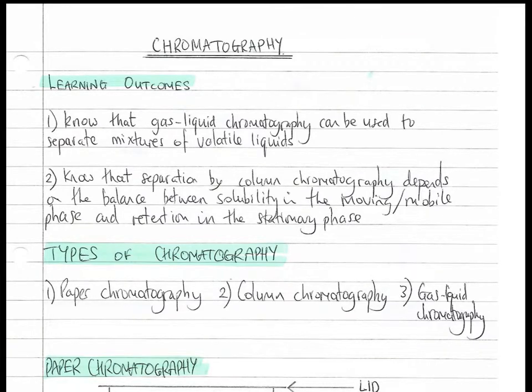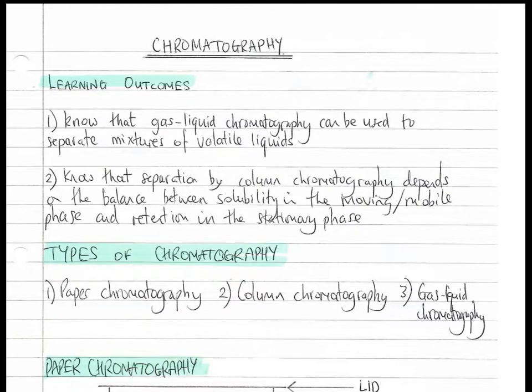This video is about chromatography. The learning outcomes for this clip are: you should know that gas-liquid chromatography can be used to separate mixtures of volatile liquids, and know that separation by column chromatography depends on the balance between the solubility in the moving phase or mobile phase and the retention in the stationary phase. The retention in the stationary phase really means how well the chemical binds to the surface of the stationary phase.